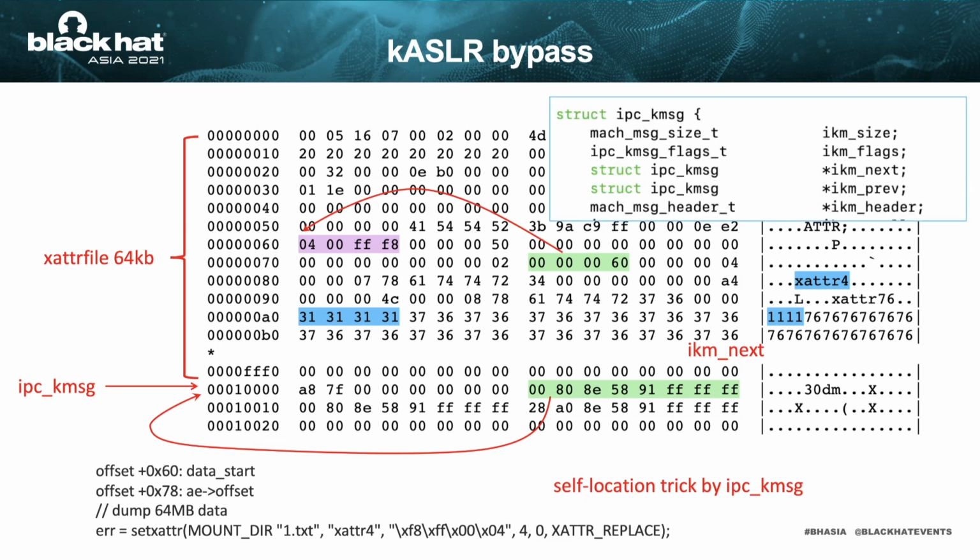Actually, I put an IPC key message after the xctr info page in advance. Referring to the definition of a key message, when there is only one key message, both the prev and next pointers point to itself, which is the first address of this key message. Through this trick, we can calculate our location in the kernel. So now ASLR is not a problem. Just to mention, self-location by IPC key message, a common exploitation technique, is dead in the latest version of the kernel.